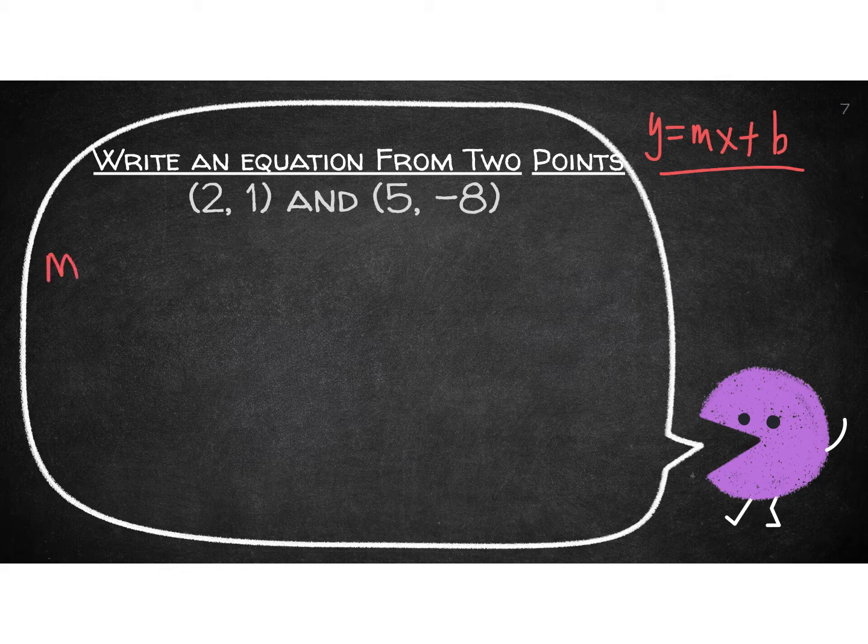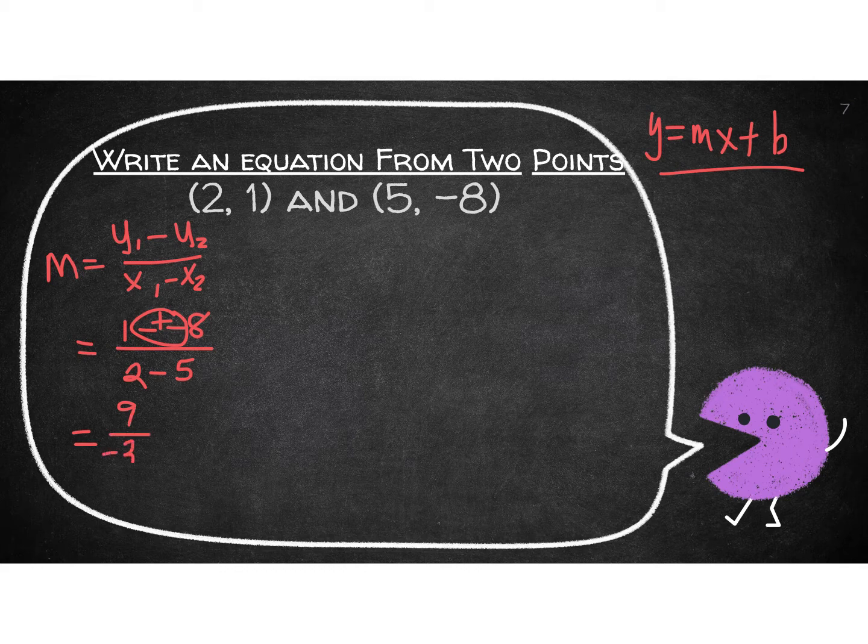Well, we know how to find m, because m is y1 minus y2 over x1 minus x2. So I have my 2 points, so I'm going to use them. So 1 minus -8 over 2 minus 5. And then I'm going to simplify that. The double negative here is going to turn that to a positive. So 1 plus 8, that's 9. 2 minus 5, that's a -3, giving me an m of -9 over 3, which will simplify to -3.